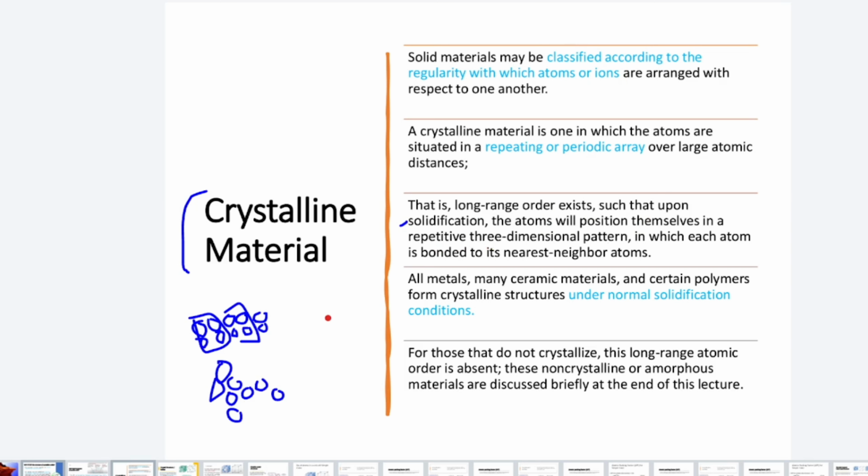Now, every material we are studying, we don't study in 2 dimensions. We study in 3 dimensions. So the arrangement should be in 3 dimensions. It should repeat itself in 3 dimensions.